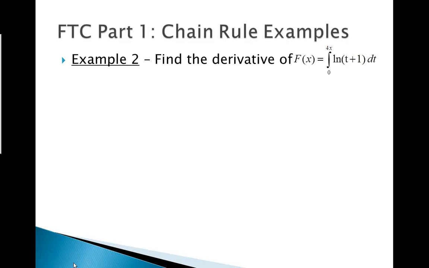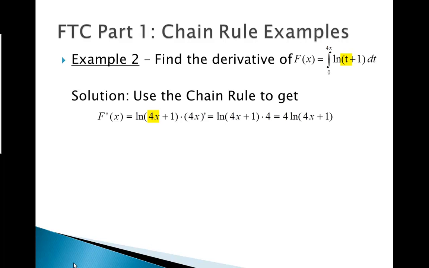We want the derivative of this integral function, and we'll notice again that our upper limit is 4x and not plain x, so the chain rule is required here. We'll replace t with 4x, but then we also have to multiply by the derivative of 4x. The derivative of 4x is 4, so our final answer turns out to be 4 times the natural log of 4x plus 1.